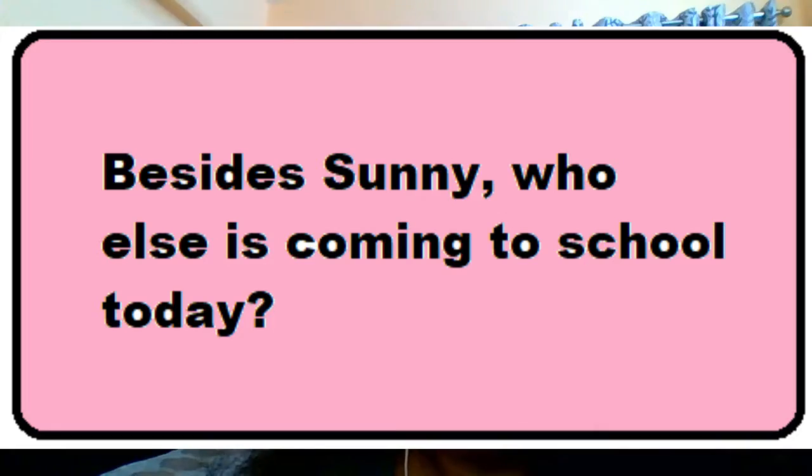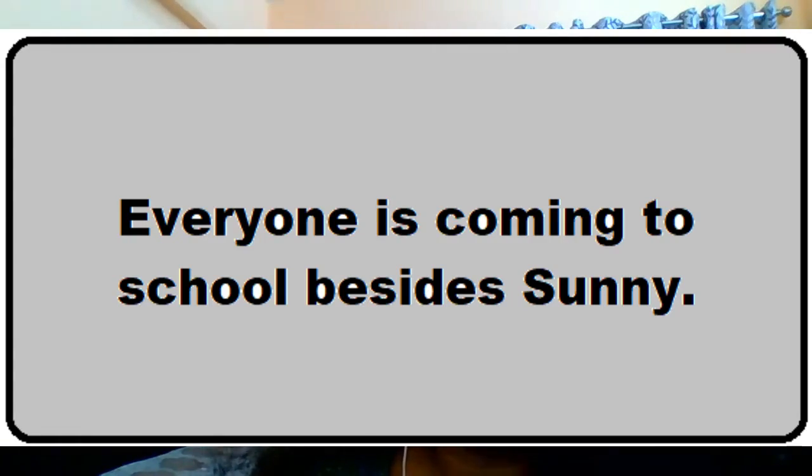For example, the previous example which I gave, besides Sunny, who else is coming to school? Here it meant that Sunny is coming. In addition to him, who else is coming? If I restructure this sentence a little, if I say, everyone is coming to school besides Sunny, then this sentence will mean everyone is coming, but Sunny is not coming. Except Sunny, everyone else is coming. See, it's so easy, right?